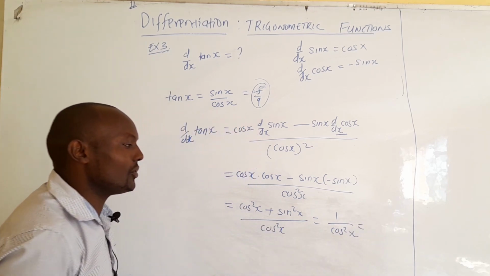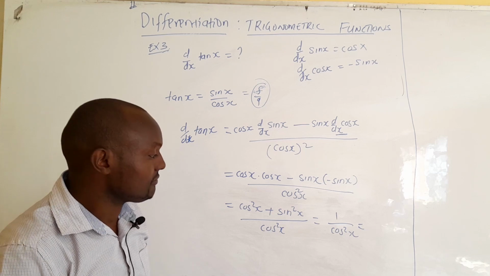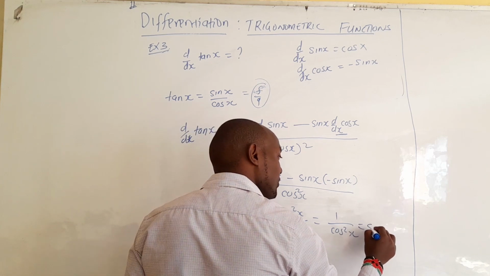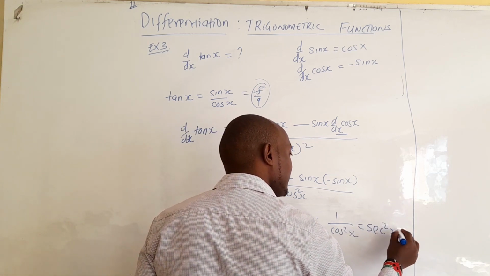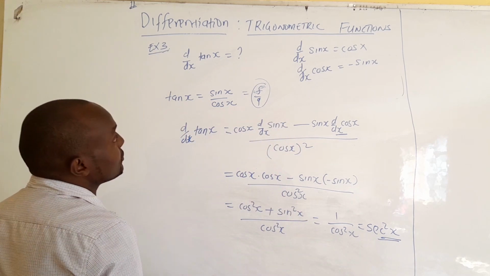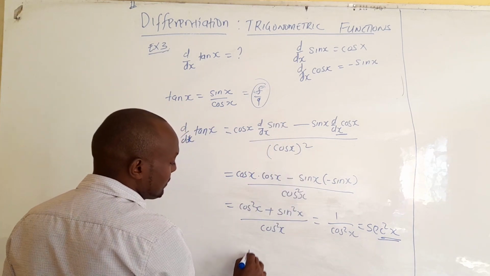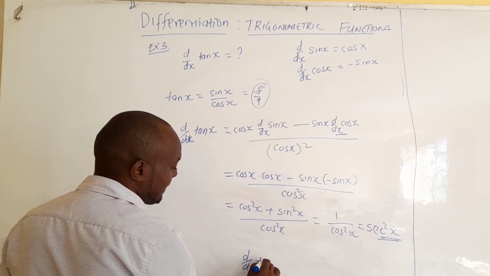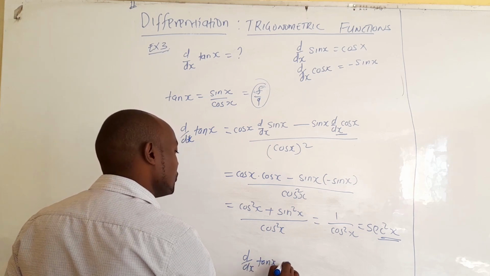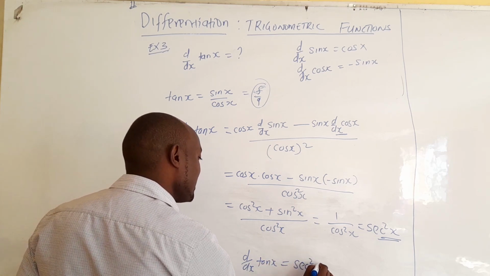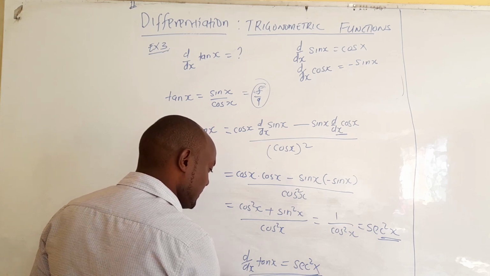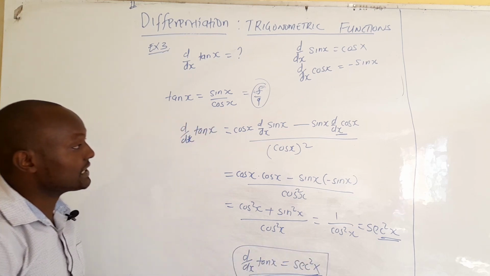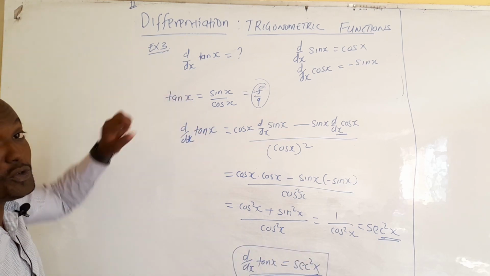And you always know 1 over cos will be sec. Second, it will be sec squared of x. So we can conclude that if you differentiate tan x, you will get sec squared of x. And that's the answer. How we differentiate. At least I have shown you how we use the quotient rule.